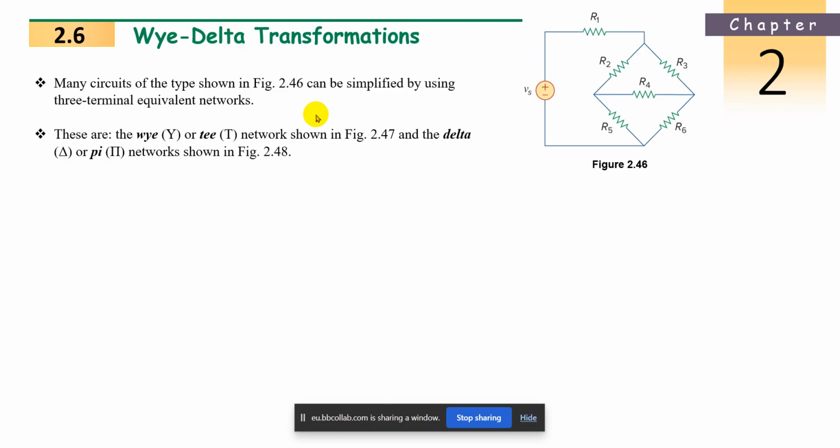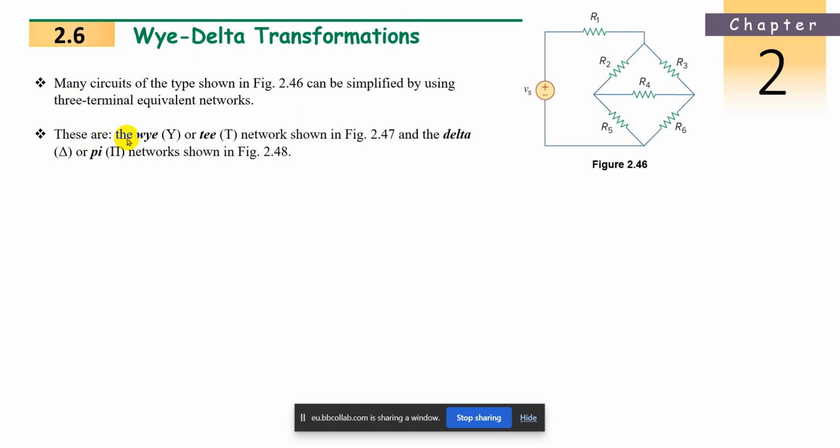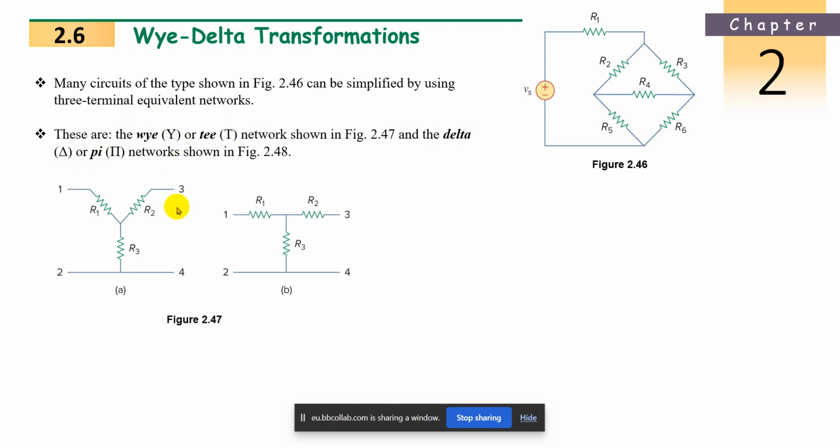So what is delta transformation? There are Y or T type networks, and another type called delta or pi type. First you study what the Y and T type is. Just see the diagram, this is how it looks. It is a Y shape. R1, R2, R3 are connected in the shape of Y. They are connected to nodes 1, 3 and 2 and 4. 2 and 4 together are one node only.